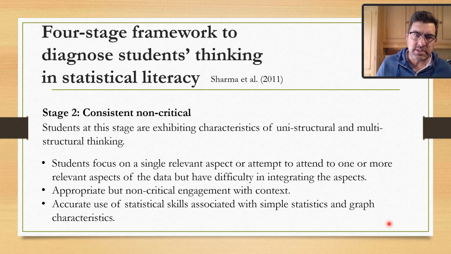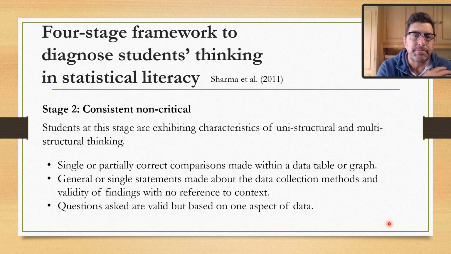At the non-critical stage, students don't necessarily think critically about the object that they're using or the object that they are looking at. Single or partially correct comparisons are made within the data table or in the graph. So things are only partially correct at stage 2.